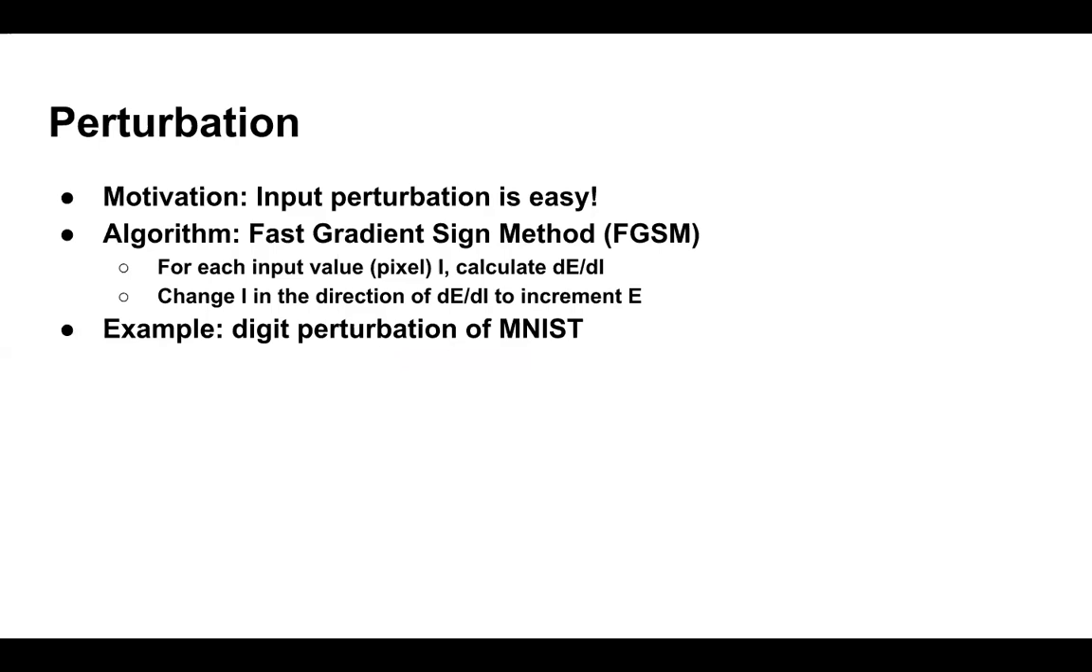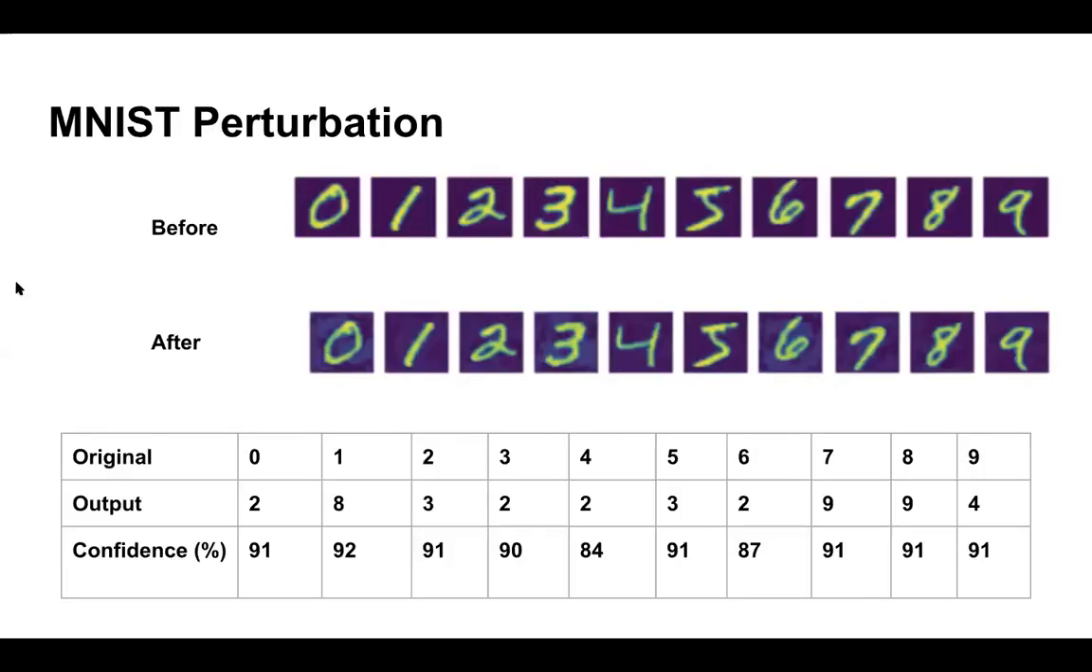To clarify, when the neural network learns, it wants to adjust the weights in order to minimize the error. Now we want to adjust the input in order to maximize the error. I'll just show you this example. This is actually taken from my assignment last year, and we have the code right here.